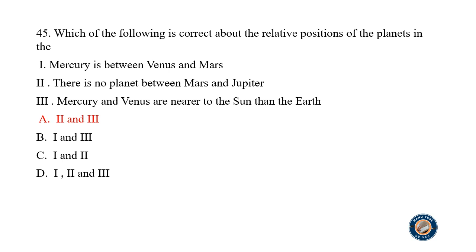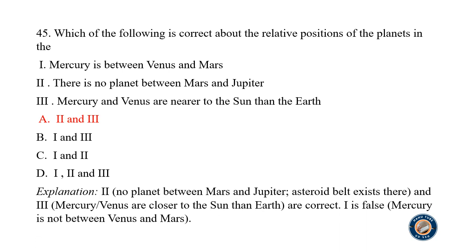The answer will be 2 and 3. In 2, no planet is between Mars and Jupiter, as the asteroid belt exists there. And 3, Mercury and Venus being closer to the Sun than the Earth are correct.